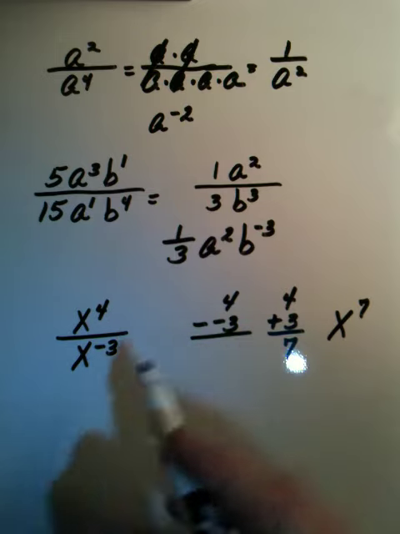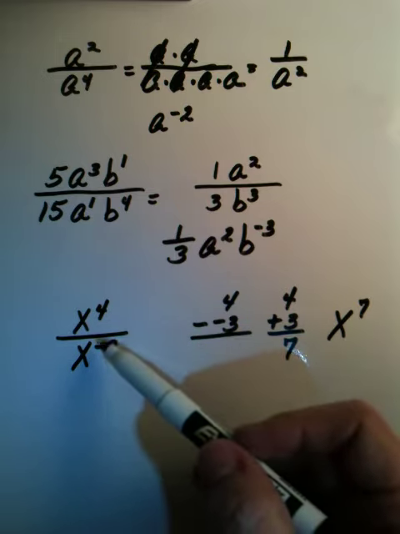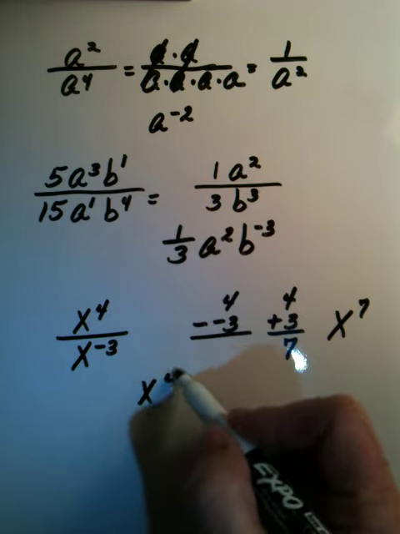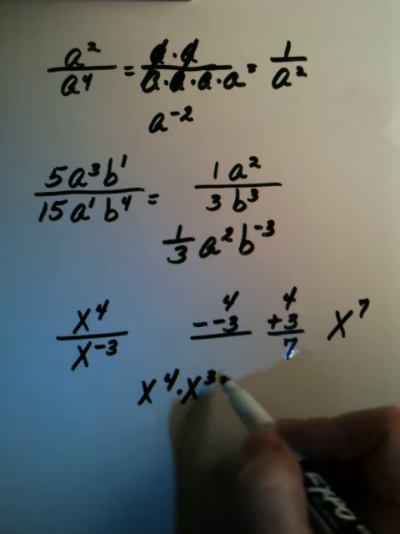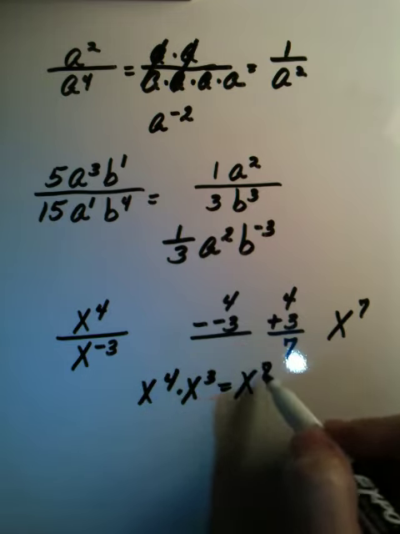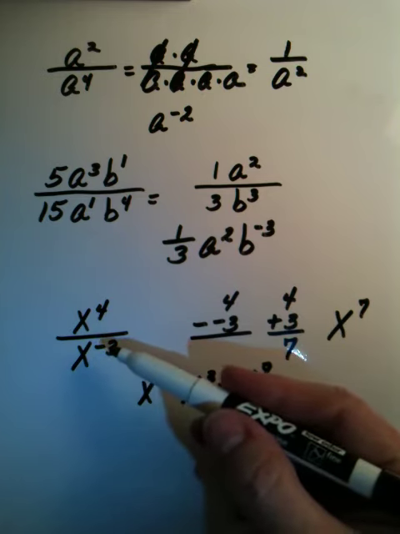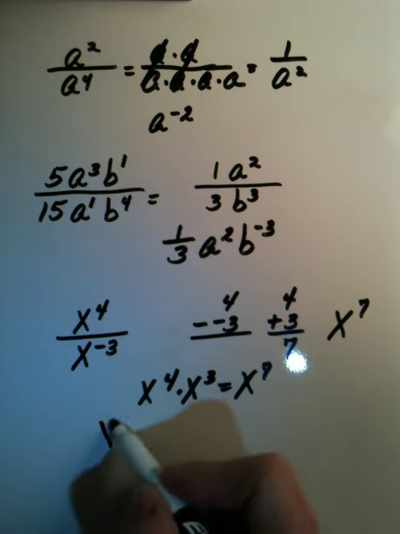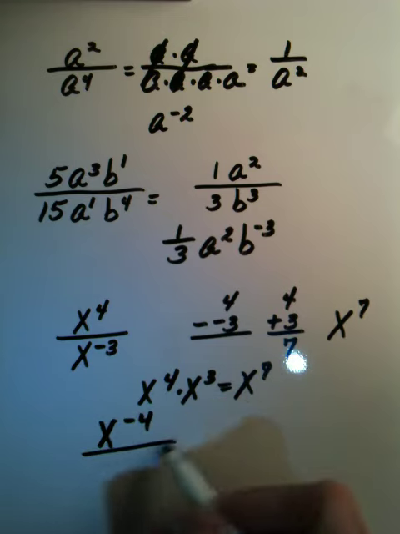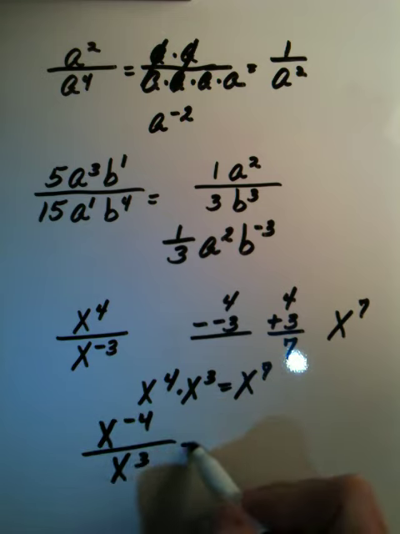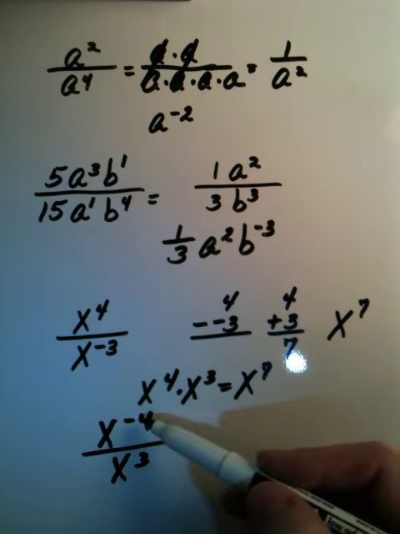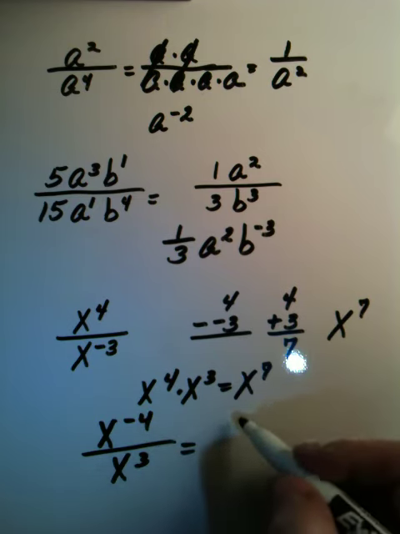So all you would have to do is just write it as x to the fourth times x to the third, which is x to the 7th. Anything with a negative exponent just gets switched. If we had x to the negative fourth over x to the third, you could take the x to the fourth and put it on the bottom.